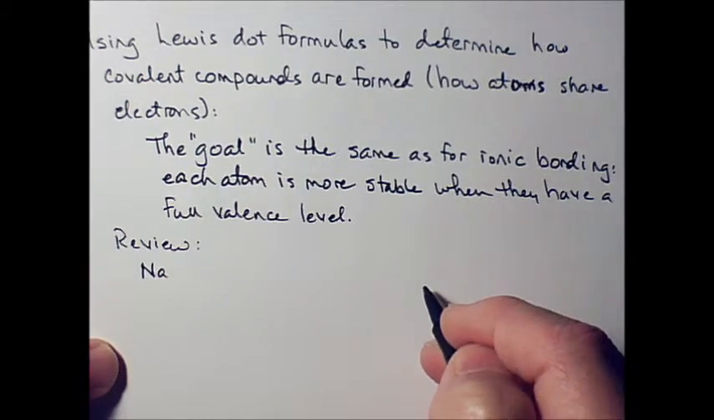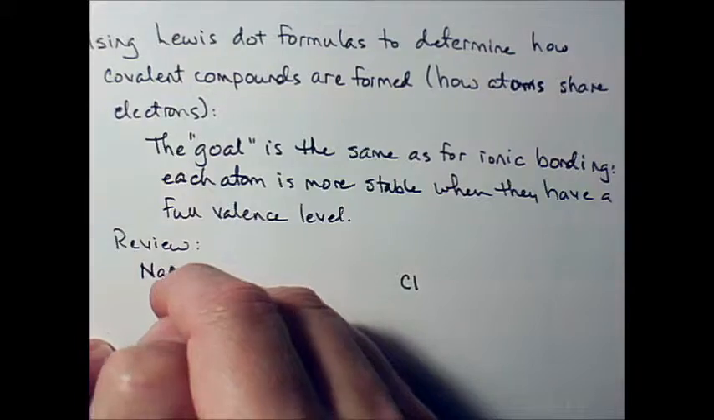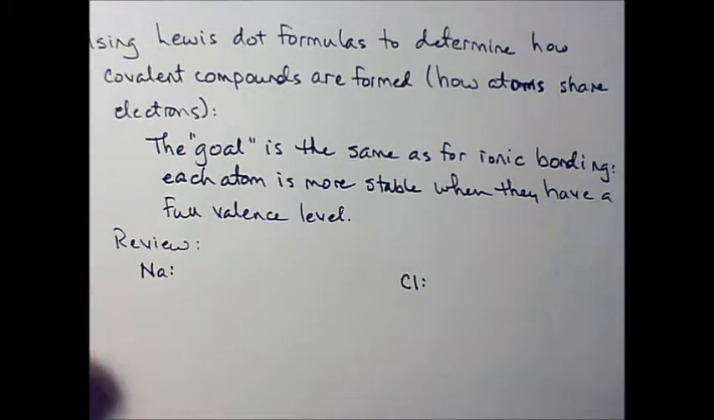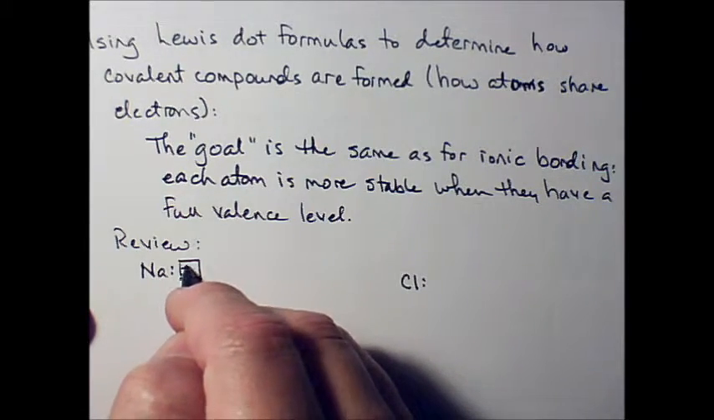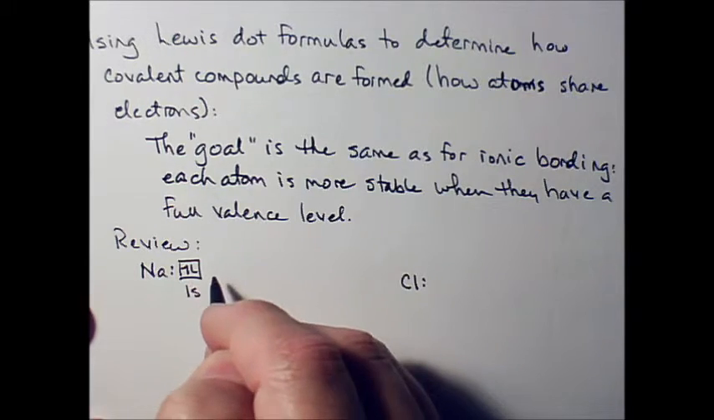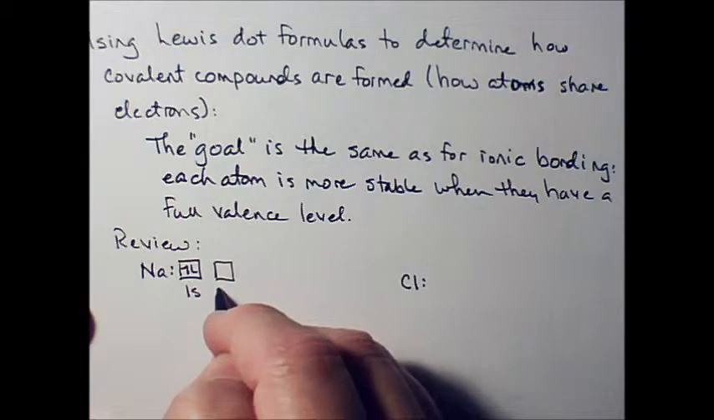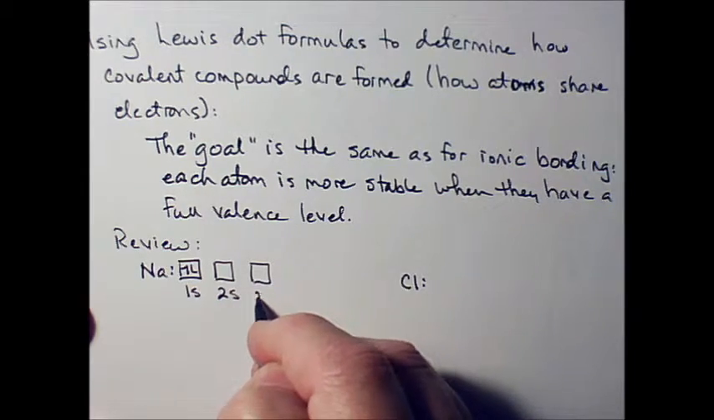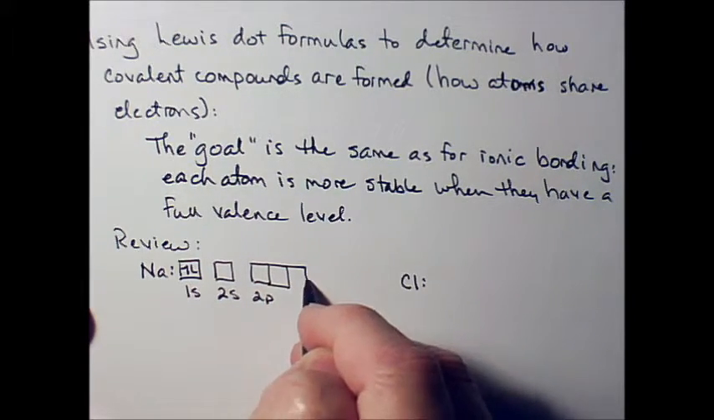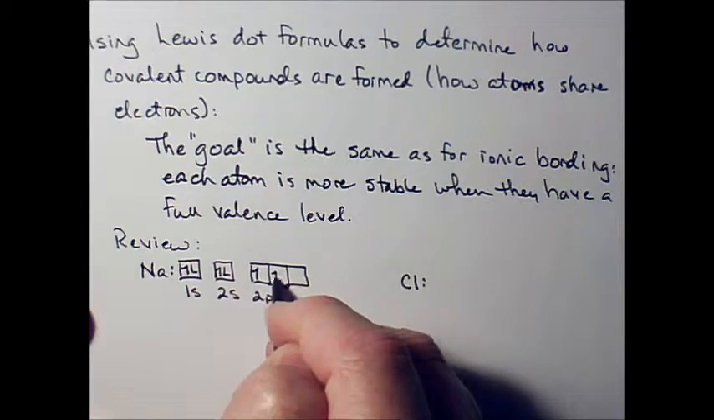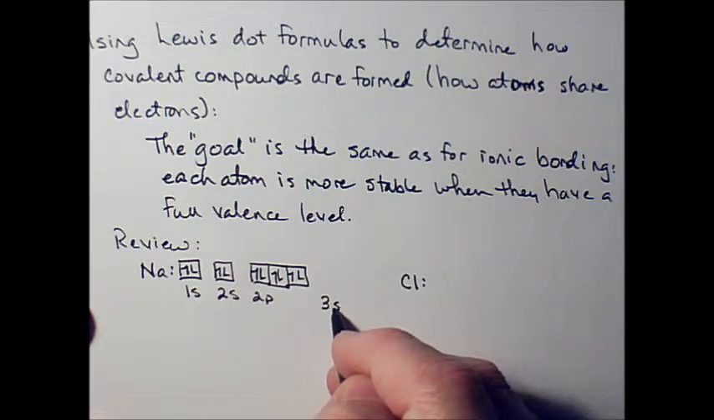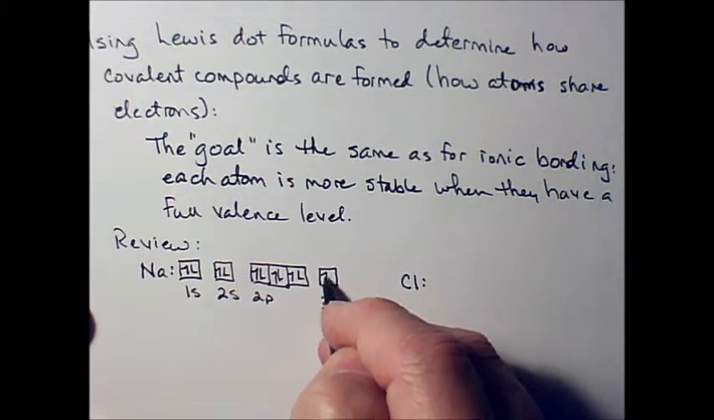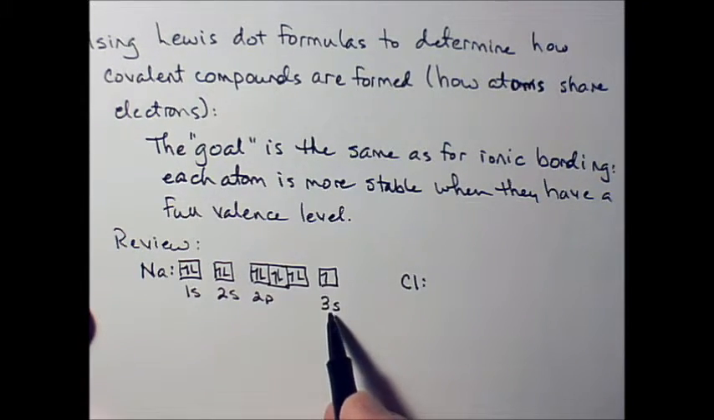So let's put together, real simply here, sodium and chlorine. I'm going to start with the orbital notation. So sodium has a full first level, a full second level, and one electron in its third primary energy level. So 3s, or this electron right here in the third primary level, is the valence electron, the only valence electron for sodium.